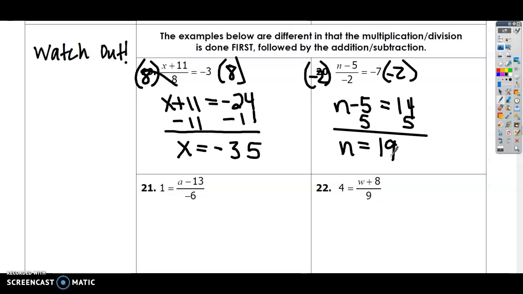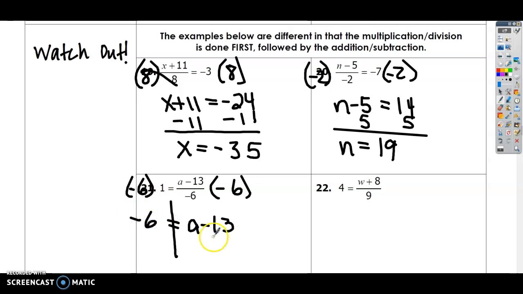All right, make sure you check it. I've kind of already checked these, so I'm going to go ahead and finish up so that you get all of these examples for your notes. All right, multiply both sides by the denominator, which is negative 6. Okay, bring down the a minus 13. And then negative 6 times positive 1 is negative 6. Anything times 1 is itself. And then add 13 to both sides. A equals positive 7. All right, again, you can plug it in and check it.